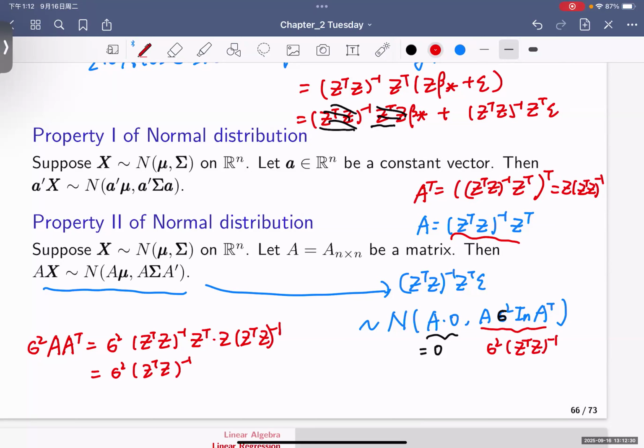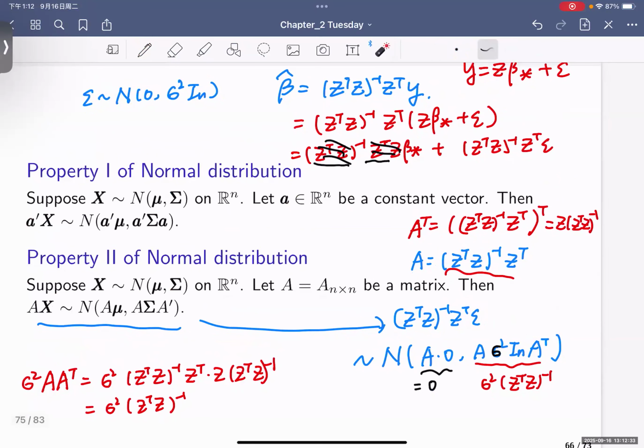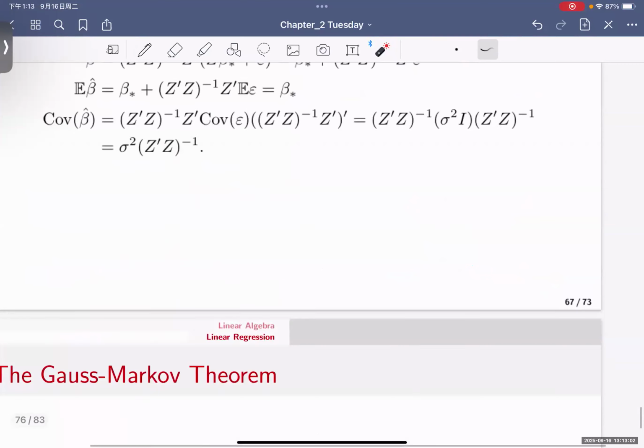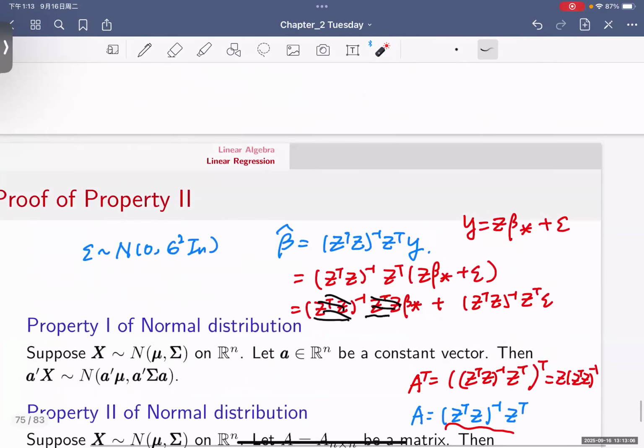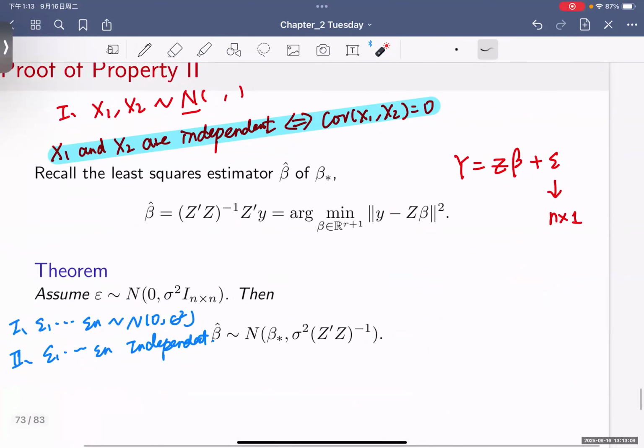So this is pretty close to our final answer. Now, beta hat is equal to beta star, adding this normal random variable. Once a constant is added to a normal distribution, it just makes the mean change. Because this constant does not have any randomness, it will not influence the variance, just the expectation. So eventually, we can make the conclusion: beta hat is a normal distribution with mean beta star and covariance sigma square Z transpose Z inverse.